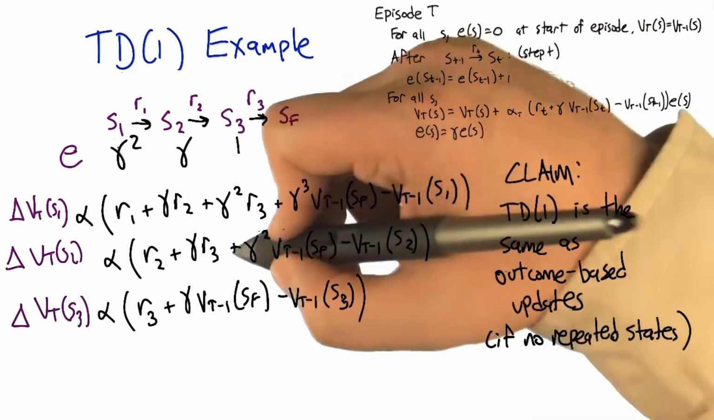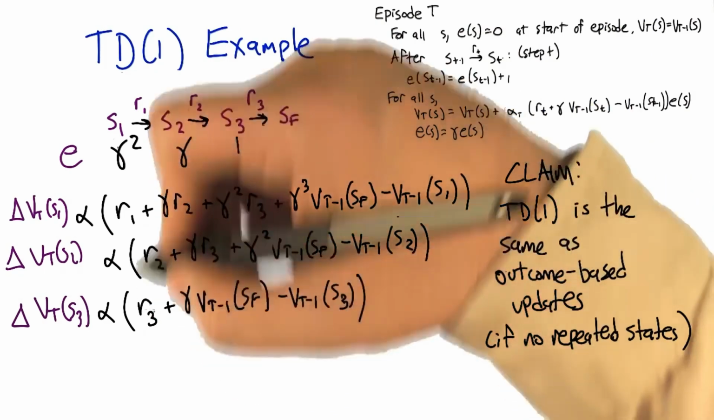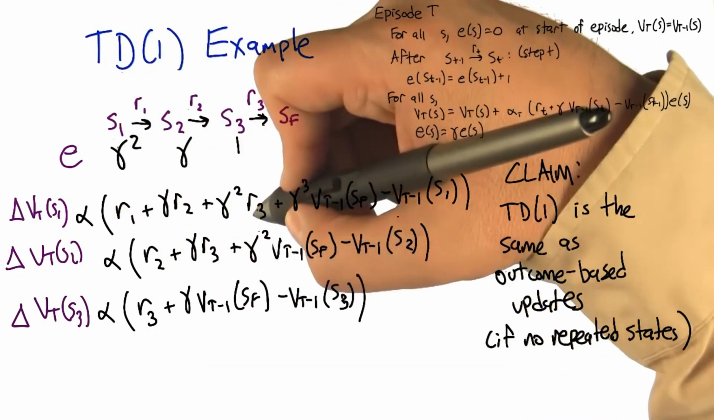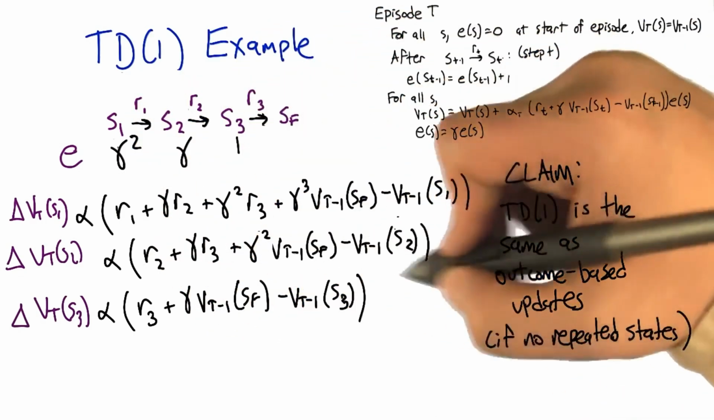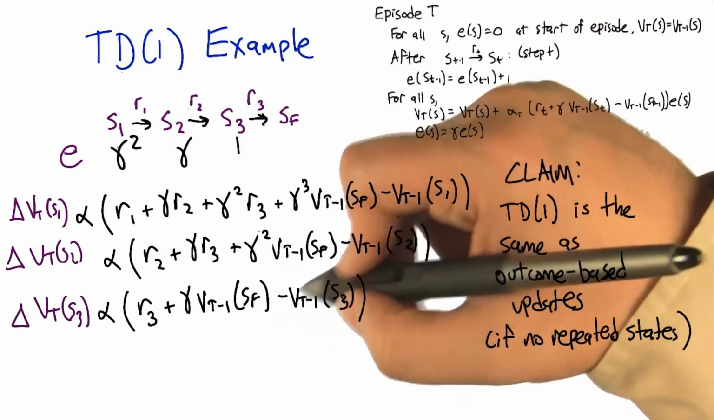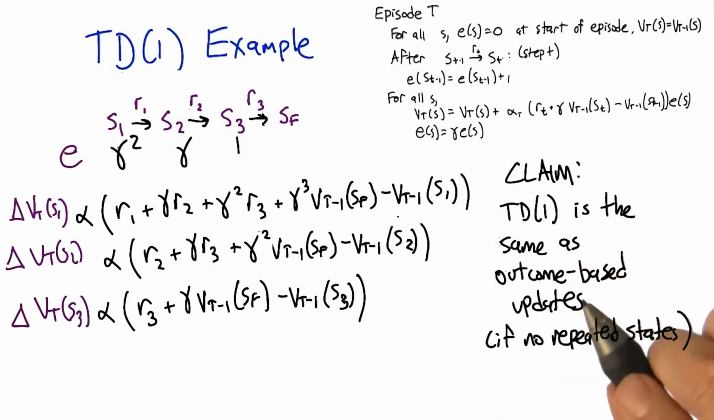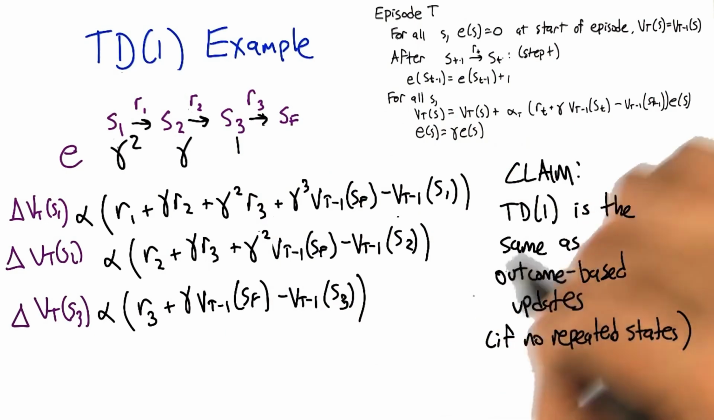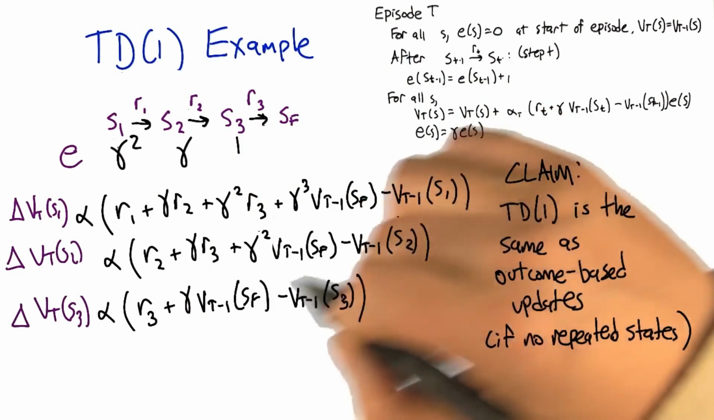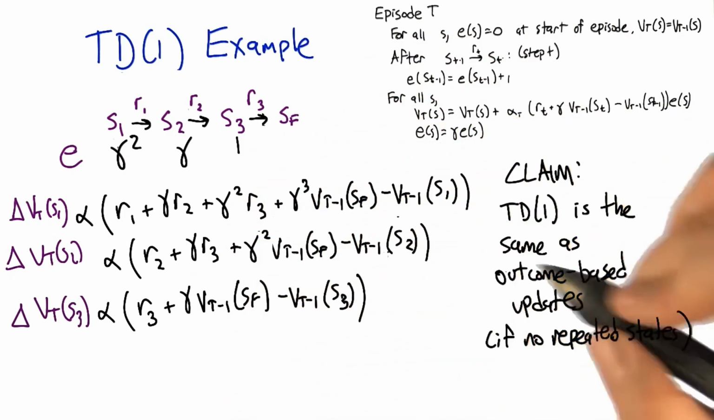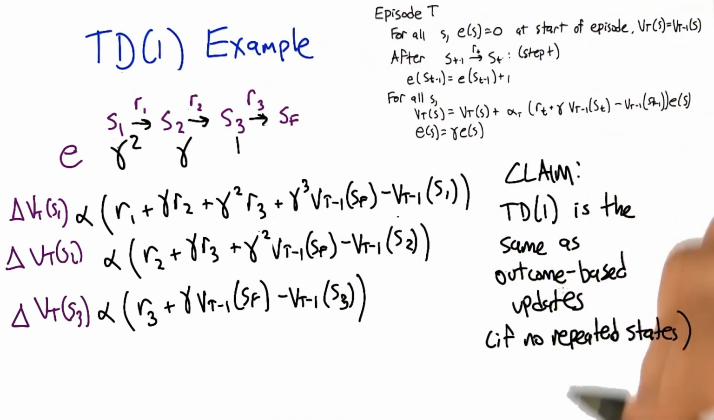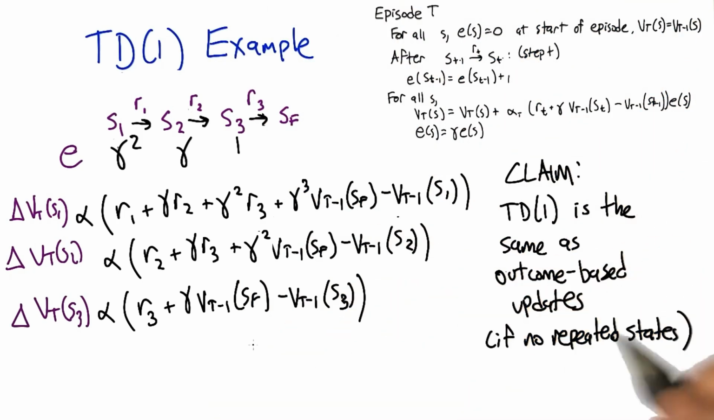So this kind of goes away, and this kind of goes away, and this kind of goes away. And we're really just talking about the discounted sum of rewards minus the old prediction. So at least in the case where there's no repeated state, so we don't visit a state more than once along a trajectory, everything beautifully cancels, and what you get is exactly the same update. The TD1 update is exactly the same update as just waiting for the outcomes and updating based on that.